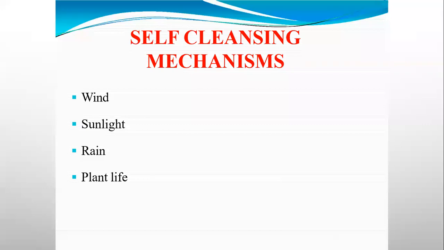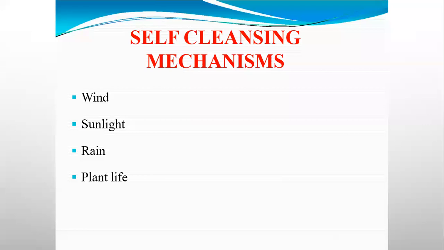The third function of the self-cleansing mechanism of air is rain. When there is raining, the impurities, the dust particles, and the bacteria are settled down from the air onto the soil or earth. So this is the third self-cleansing mechanism of the air.